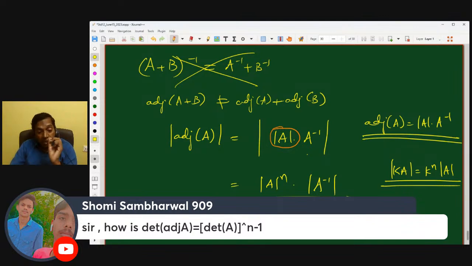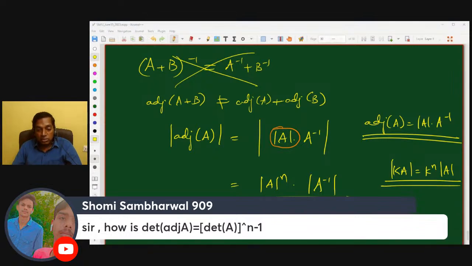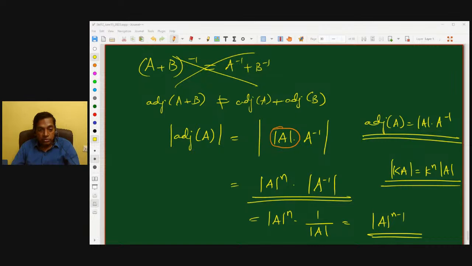Here A inverse is the matrix and determinant A is a number. You are multiplying the matrix A inverse with a number. So that number power n times determinant A inverse. But determinant A inverse is 1 by determinant A. So this is determinant A power n minus 1. Obviously, all of these assume that determinant A is not 0. Otherwise, things will go for a toss in all these proofs. I hope, Shami, the last two steps clarify that.